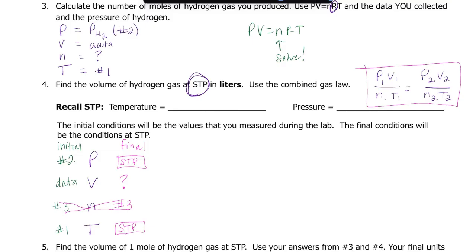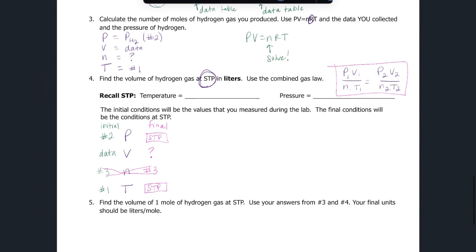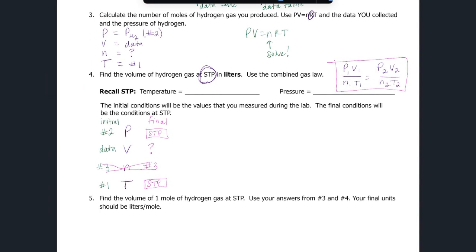Okay, let's move on to number 5. For number 5, what we want to do is find the volume of 1 mole of hydrogen gas at STP. But this is going to be according to your data, okay?